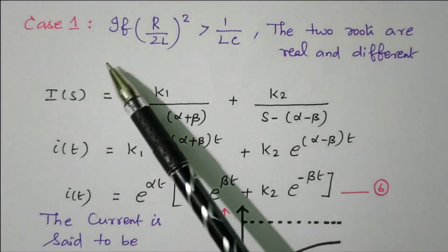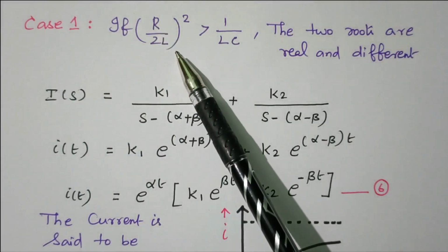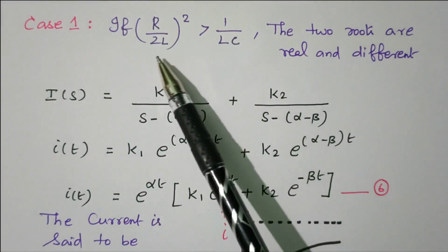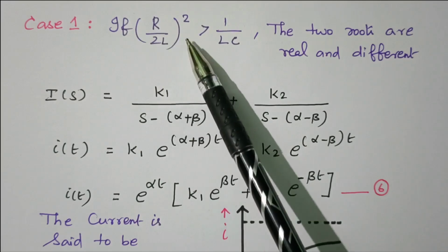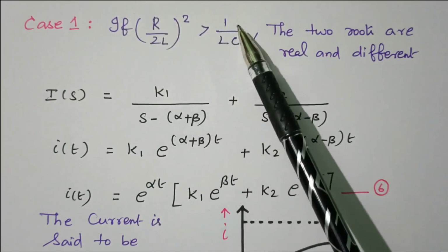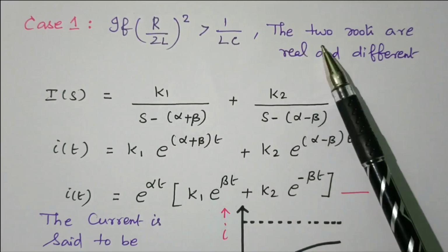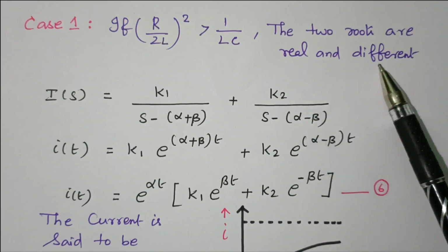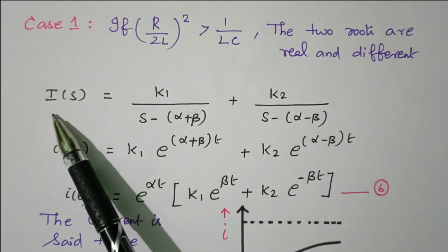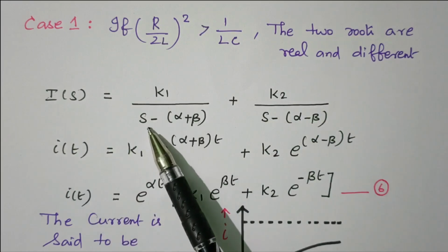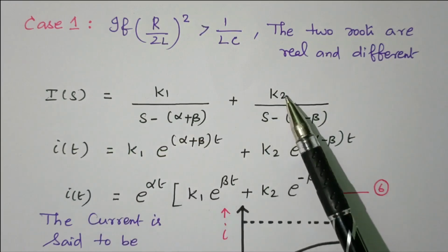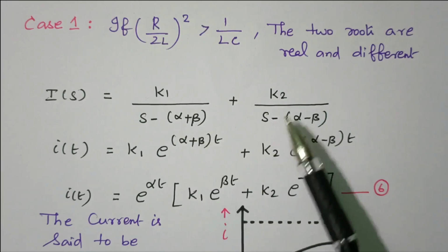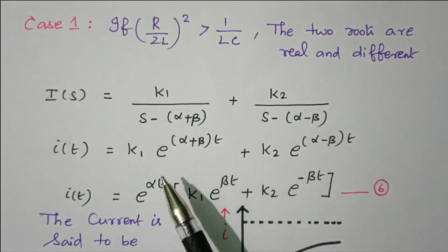So case 1 is (R by 2L) the whole squared is greater than 1 by LC, so that we'll get a positive value. This is the square root of (R divided by 2L) squared minus 1 by LC. So this term is lesser, meaning we'll get a positive value. So the roots are real and different, not complex conjugate. They are real roots, but they are different roots. Then how will you find I of s? It can be K1 divided by s minus (alpha plus beta) plus K2 divided by s minus (alpha minus beta), right? We can write like this when your roots are real and different, right?